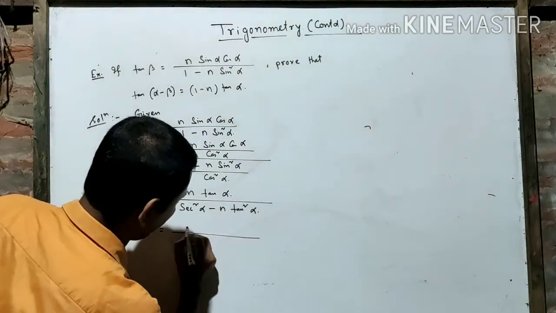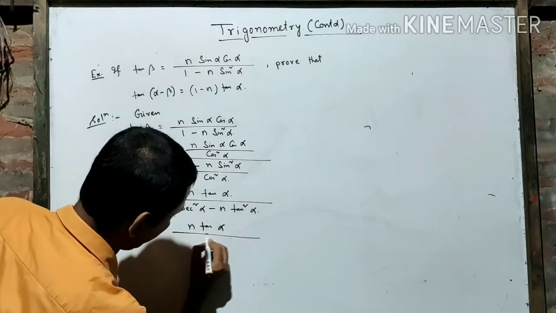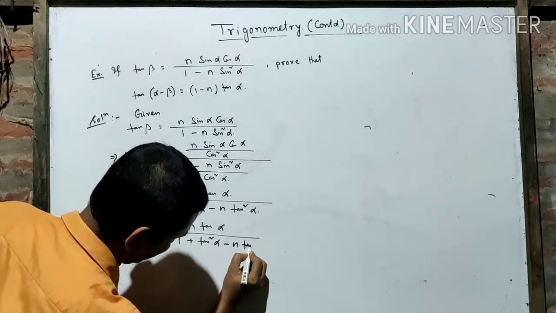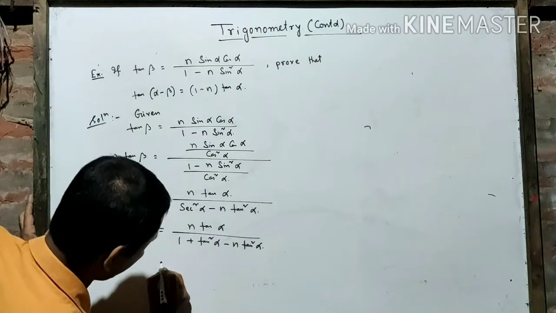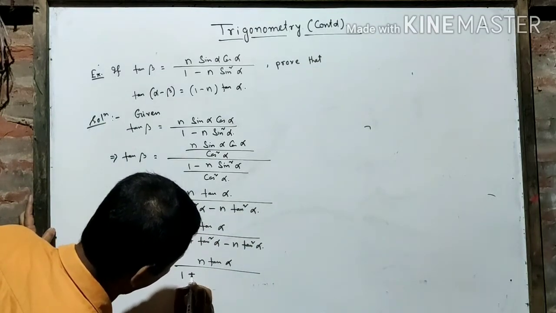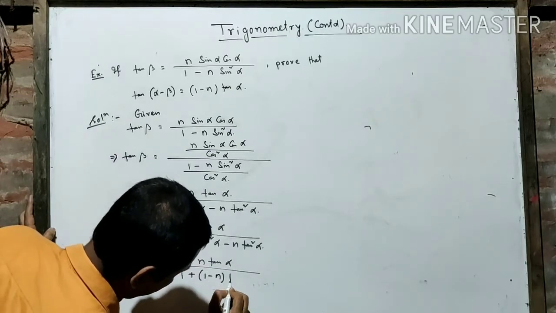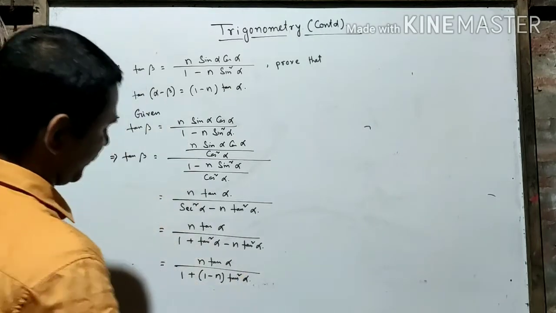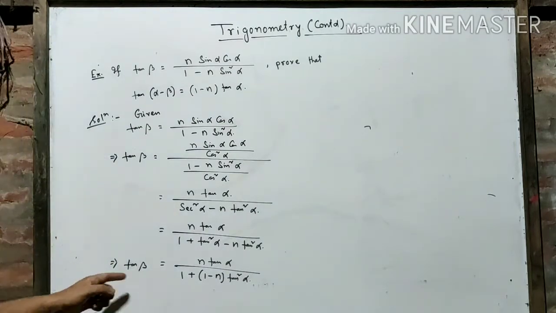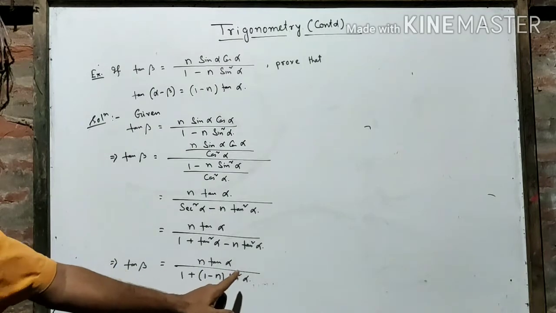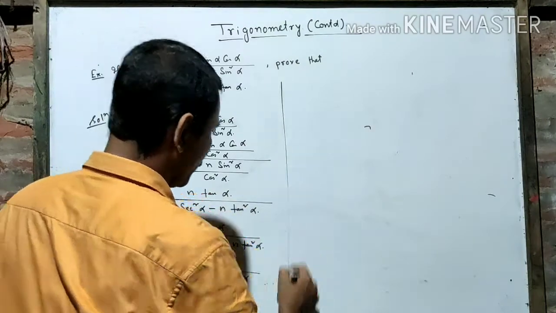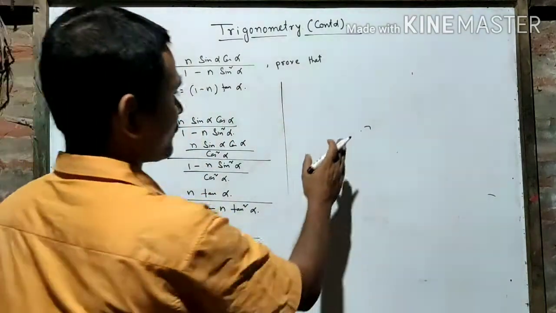Now sec square alpha can be written as 1 plus tan square alpha, minus n tan square alpha. This is equal to n tan alpha divided by 1 plus (1 minus n) tan square alpha. So we get tan beta equal to n tan alpha divided by 1 plus (1 minus n) tan square alpha, the given condition expressed this way. Now we will start with the left hand side.